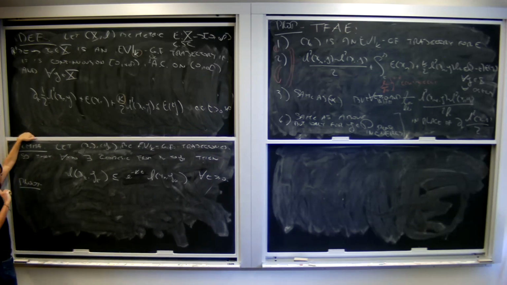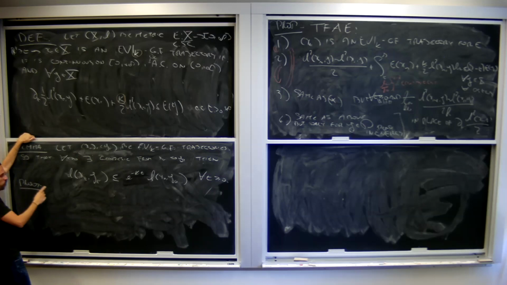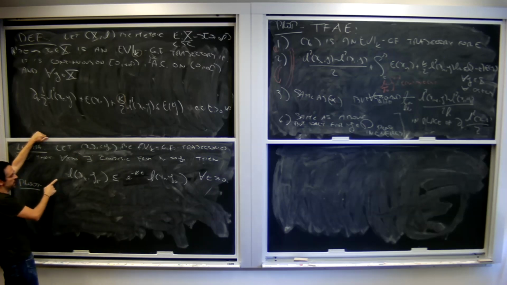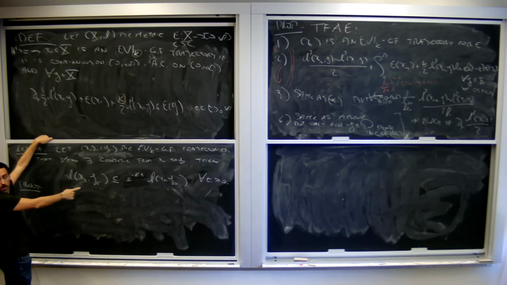So what do I do? Well, first of all, we know that the map that to t returns this distance between x_t and y_t is absolutely continuous, locally at least, because x_t and y_t are absolutely continuous curves.